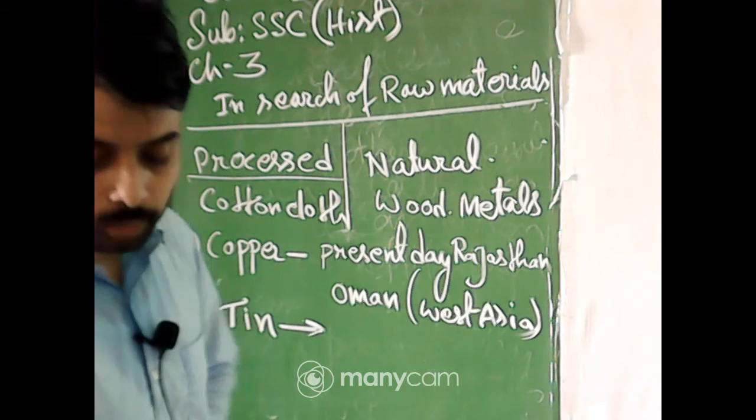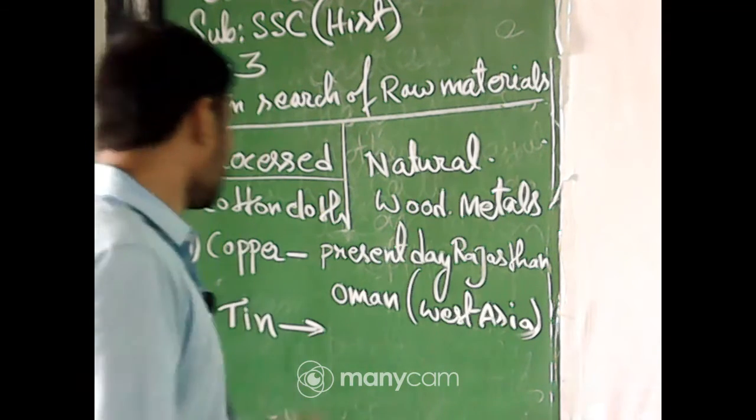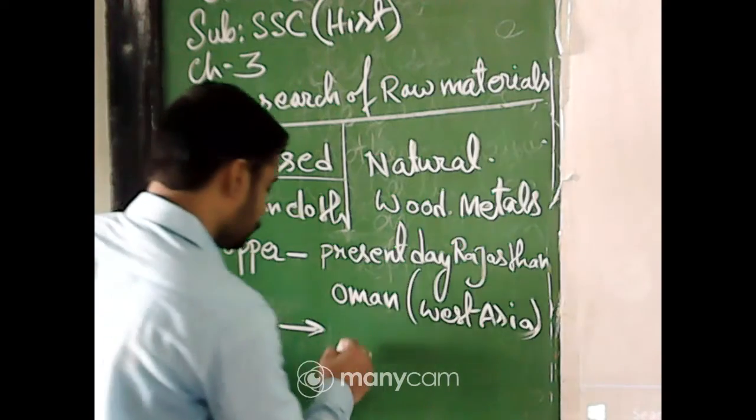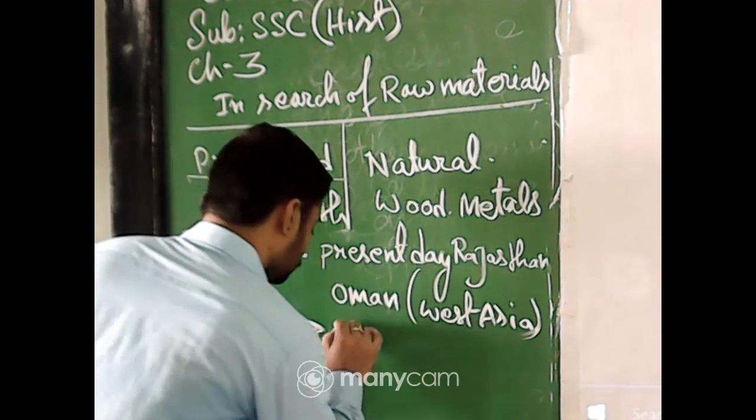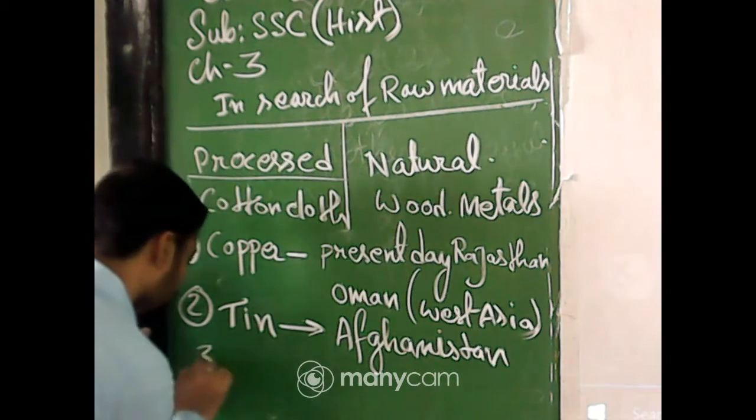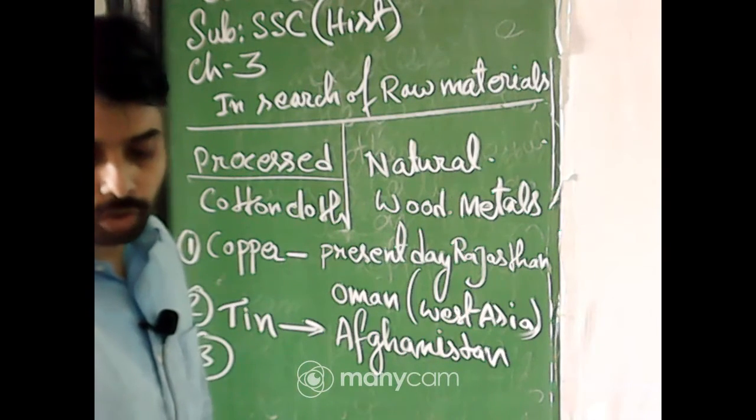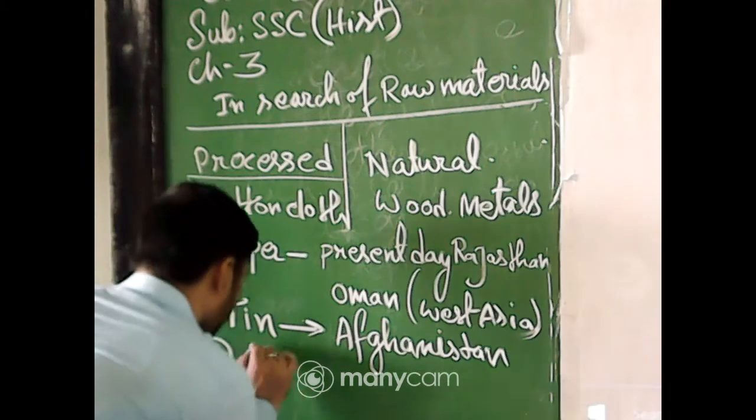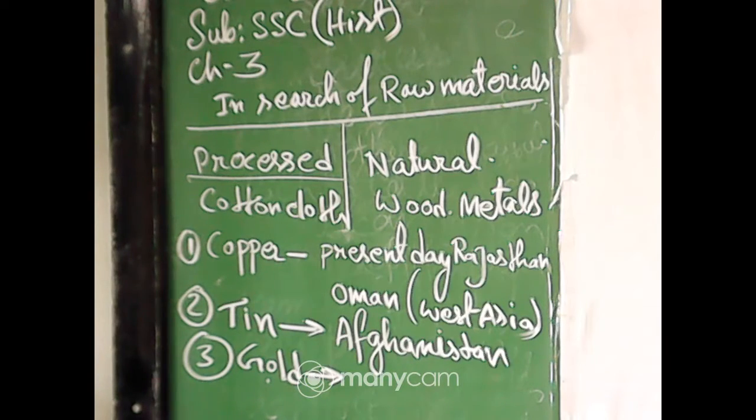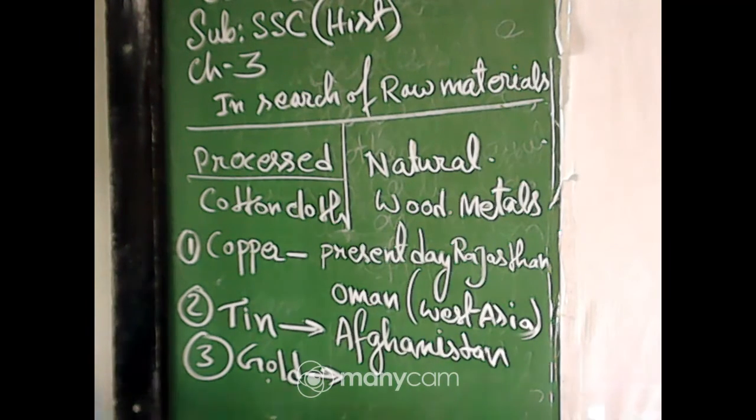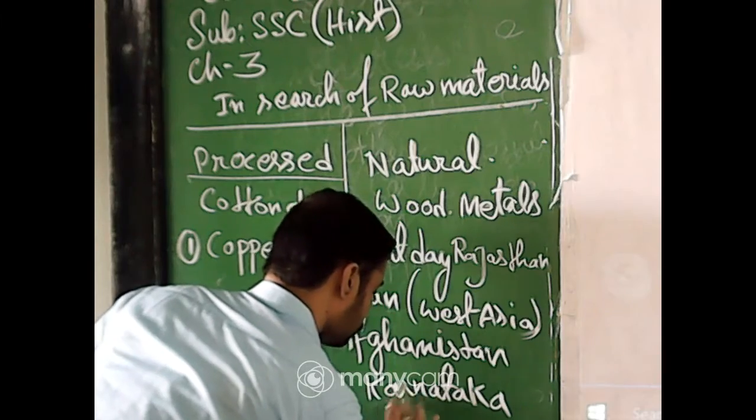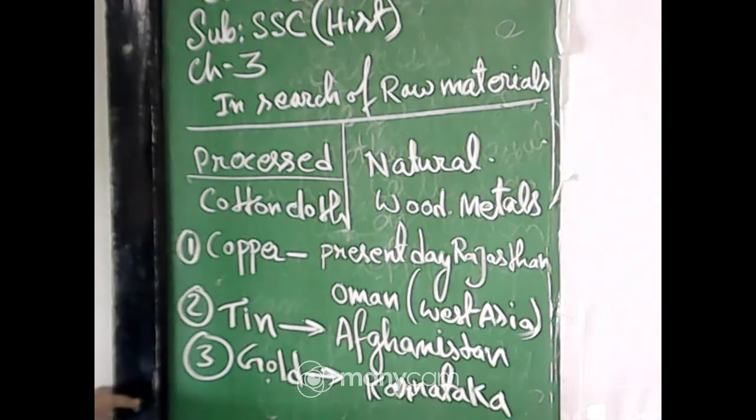Now, the tin, which was mixed to produce bronze, was collected maybe from present day Afghanistan. Okay, this may have been brought from present day Afghanistan. Number 3, another metal, that is gold. Gold could have come from today's Karnataka. And you know that in Karnataka there are a lot of gold mines. So gold was collected from Karnataka.